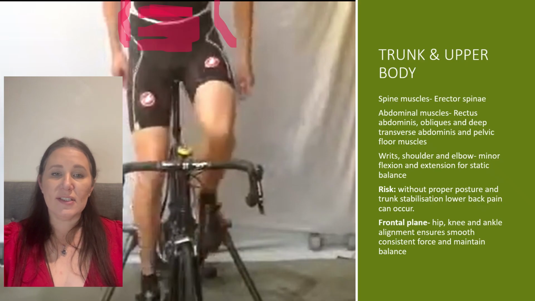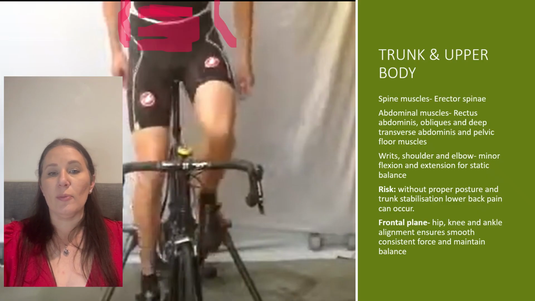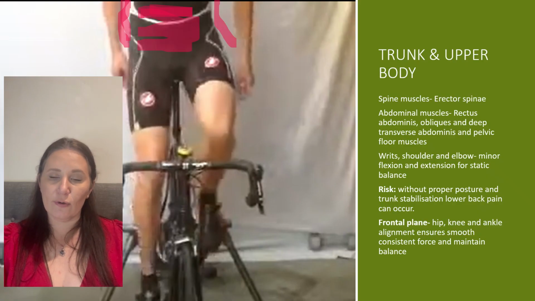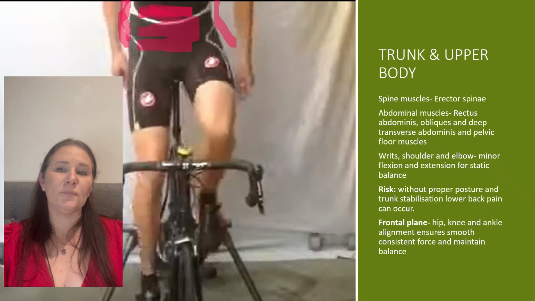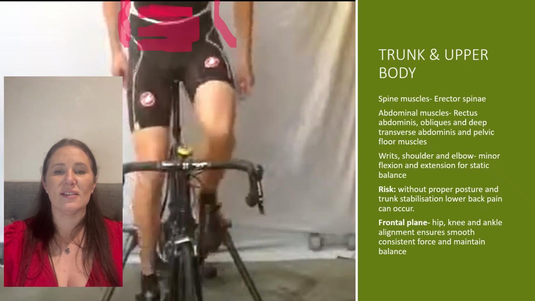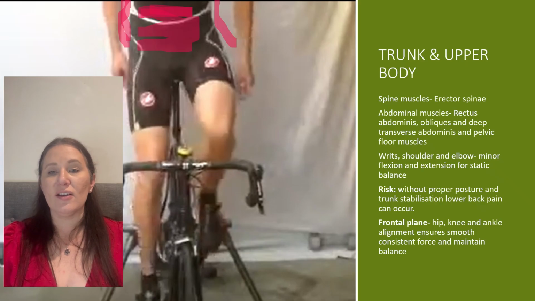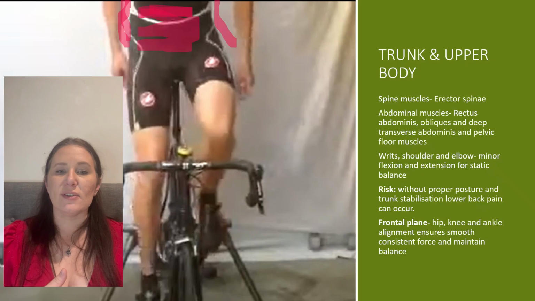There is a risk with improper posture and trunk stabilization. Lower back pain can occur if there is incorrect alignment of the hip, knee, and ankle, particularly in the knee with lateral movement or medial movement, and this can incur some injuries as well. You can see in this frontal plane on the picture that the knee, hip, and ankle are all in line, and that's to ensure the smooth, consistent force of going around in the cycle and the circle of cycling, and the consistent force is maintained as well as balance.